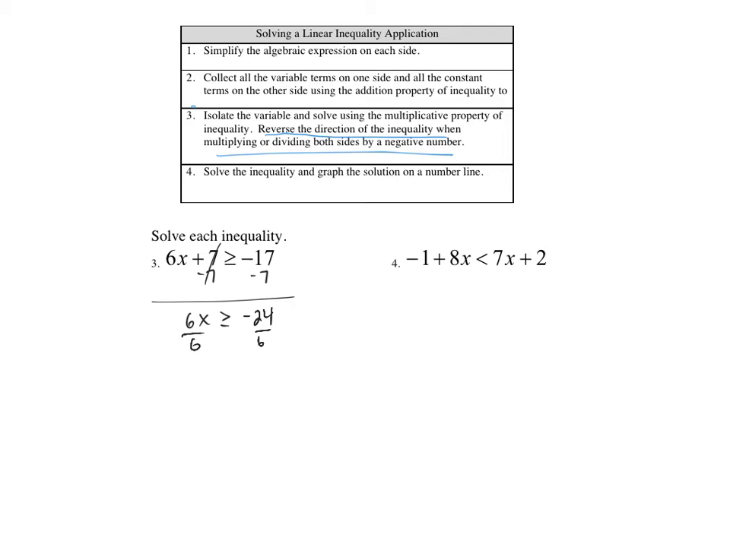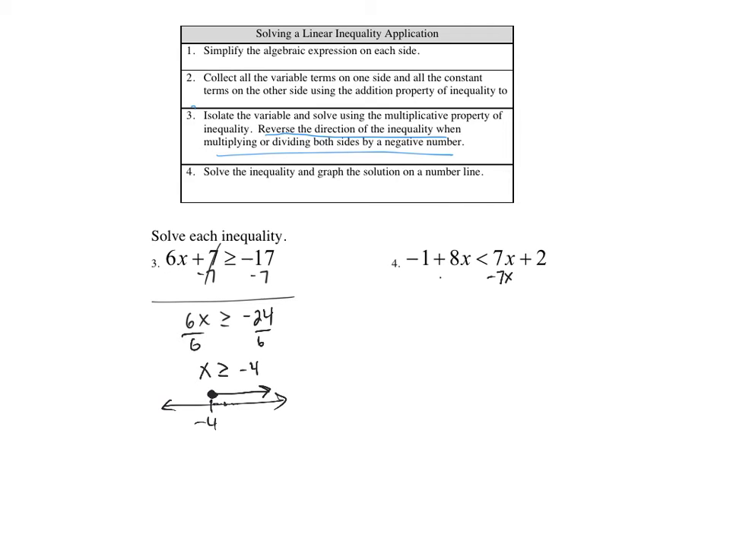I can divide all I want, right? It's only if I was dividing by a -6. So x is greater than or equal to -4, and then I can show that on the number line. We can include -4, so I have that closed circle, and then it's all the infinite number of possibilities greater than that, so I would just show that with a line greater than -4. Okay, let's try another one.